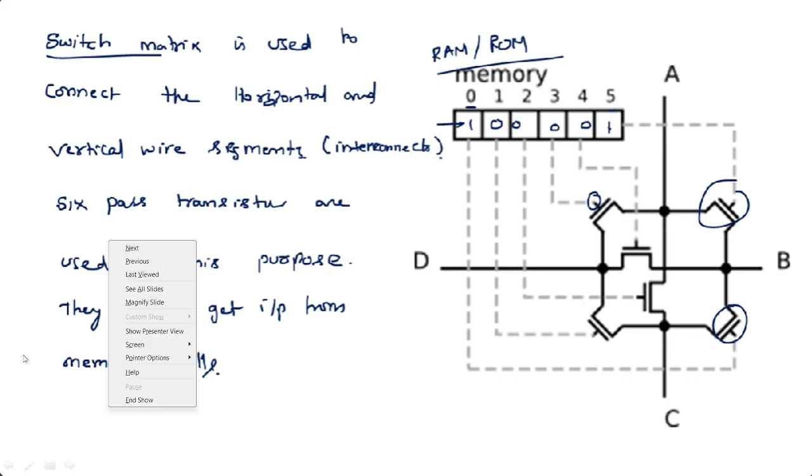So, six pass transistors, I told you, no. The switch matrix consists of six pass transistors used for this purpose. They will get input from the memory cells. Suppose here, let us take this as one, this as zero, zero, zero, and one. Which one is connected? Here you are getting one. One signal means this will be on, and here also you are getting one signal, so this will be on. Like this, the switch matrix will be connected.